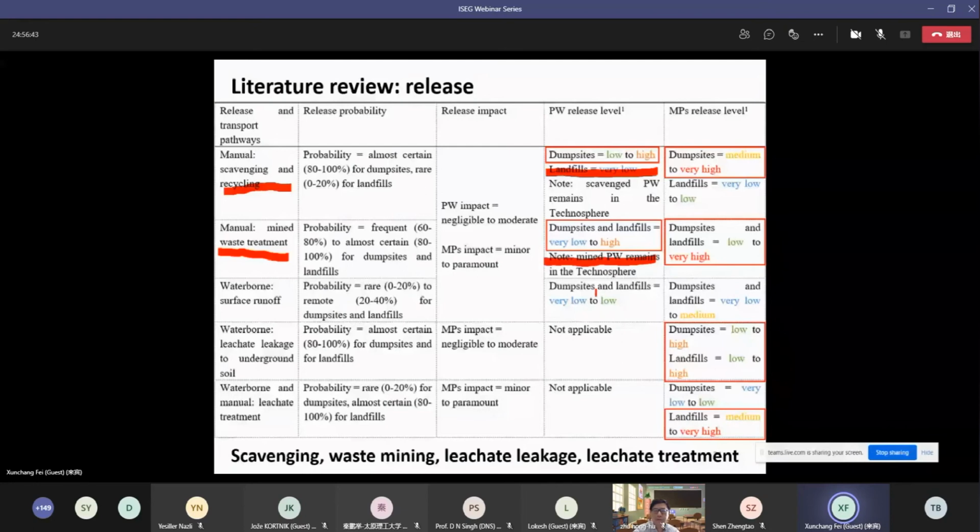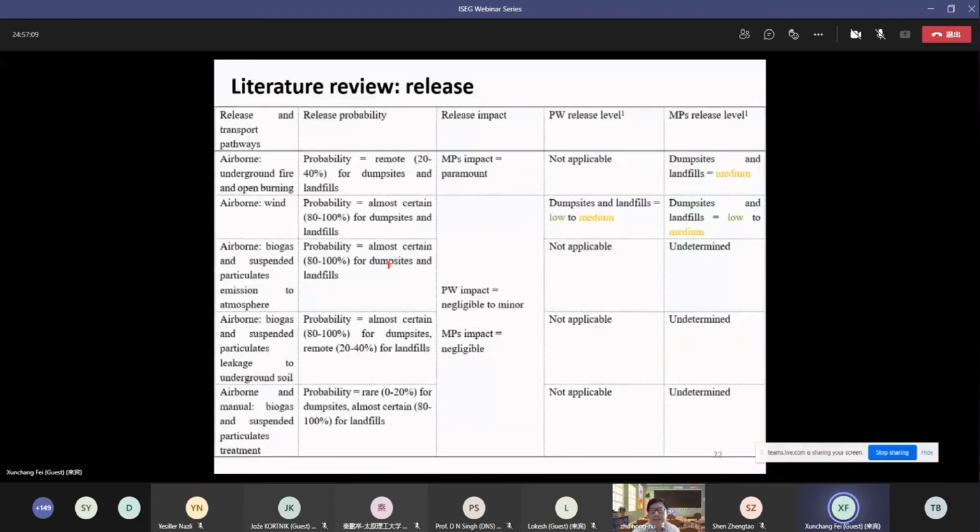For microplastics, we have quite a few different pathways. So I'm going to just read them quickly here. Scavenging, waste mining, leachate leakage, and also leachate treatment. These are the dominant pathways for microplastics to leave the disposal sites. The next slide is not showing much, meaning all the airborne pathways are going to contribute only minimally to the environmental release of microplastics and plastics.